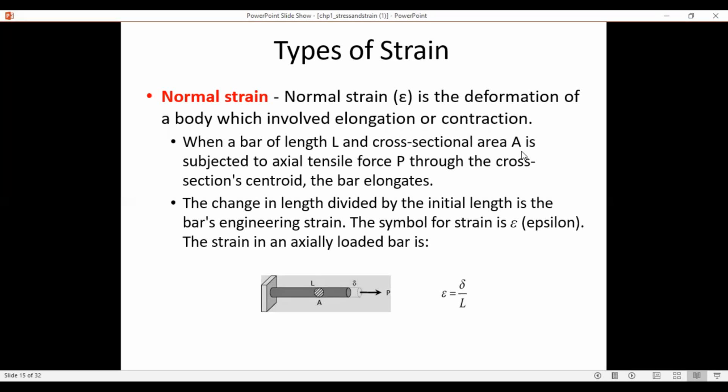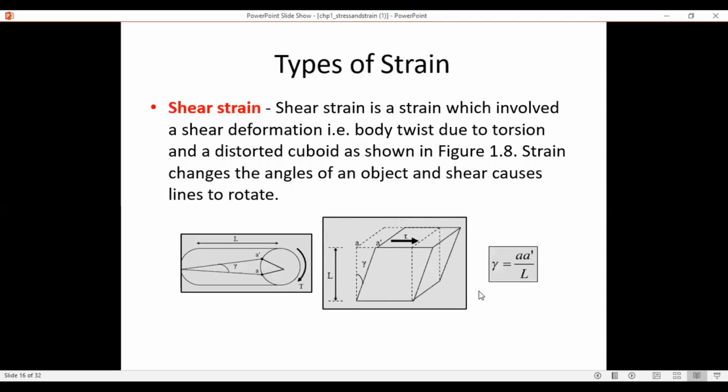If you observe the loaded bar, this is the original length, this is the area of a circle, and this elongation part refers to the change in the dimension. The elongation may be an elongation or, in any other situation, a contraction. So the formula is epsilon equals the change in length over the original length.